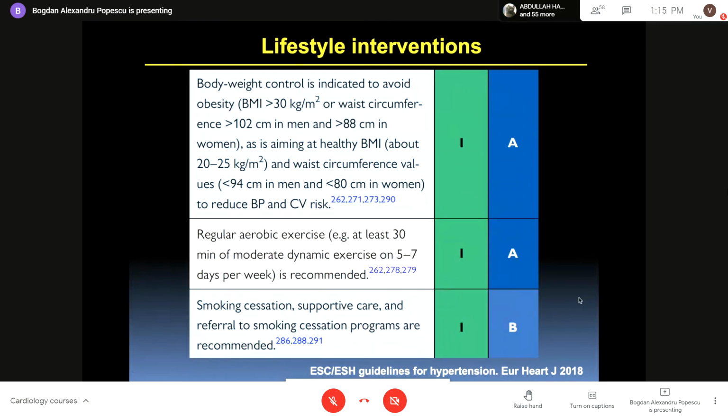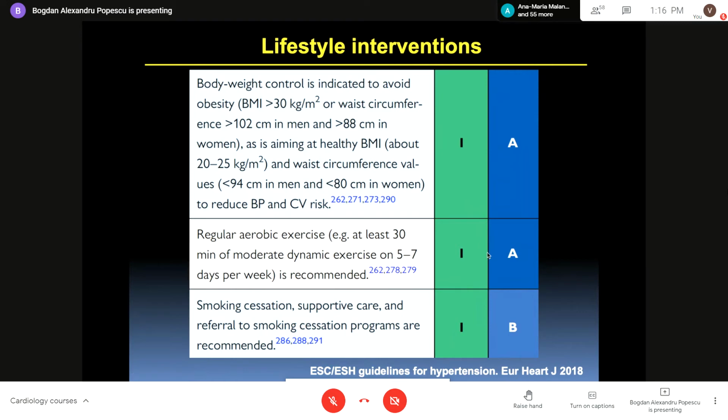Control the body weight, very important. I told you it's important to treat obesity very actively. So you try to avoid obesity, you try to reduce abdominal obesity by reducing waist circumference. Best way is to have a healthy body mass index, that is around 20 to 25, and normal waist circumference values. Do regular exercise, at least half an hour, at least 5 days a week if possible, of moderate intensity. Again, 1A, highest level of recommendation for simple measures.